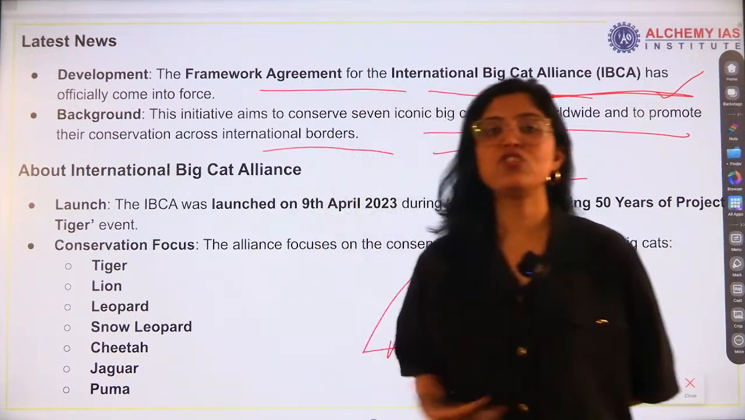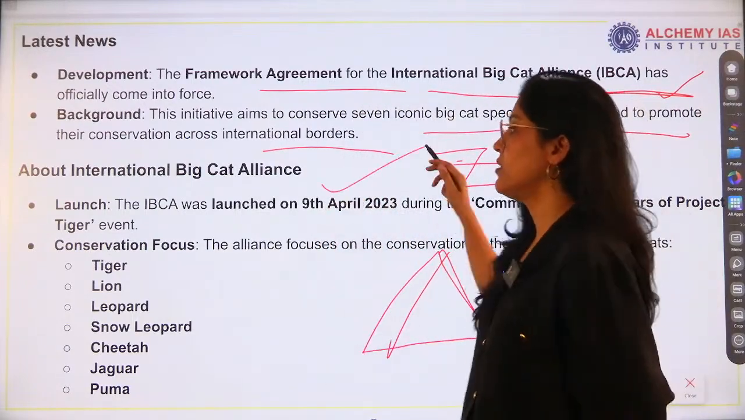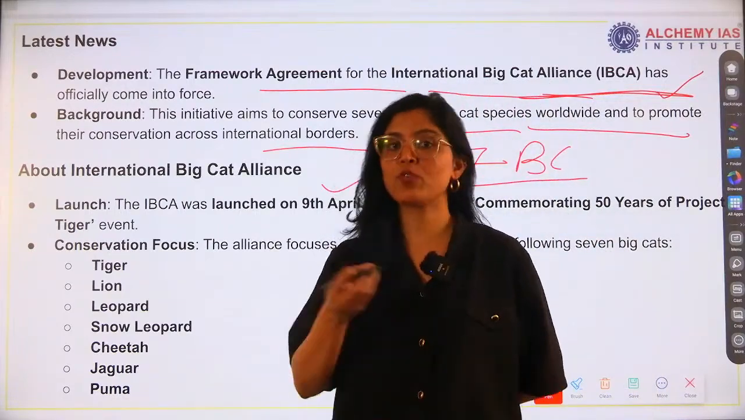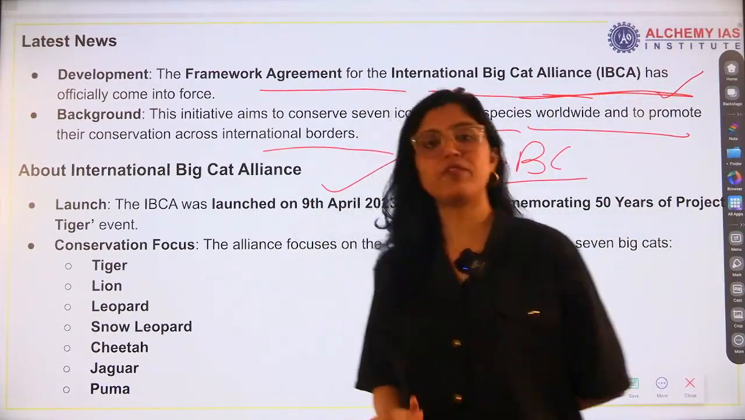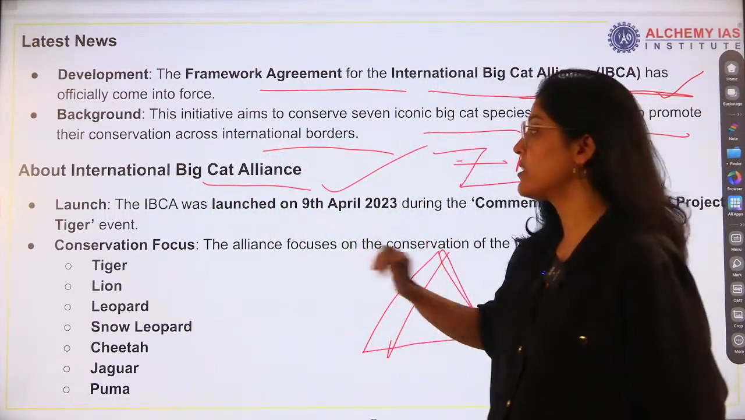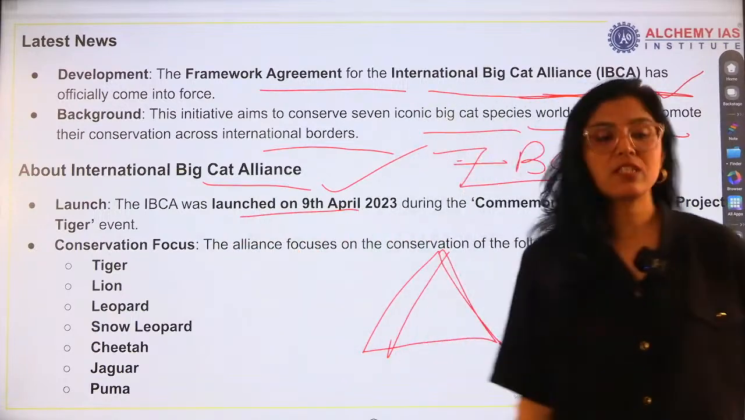So this is like a chain. This is like a cycle. So we have to conserve them. We have to provide them a safe environment so that we are also provided a safe environment. Okay. Every action has a reaction. Understand this thing. So what is the International Big Cat Alliance?